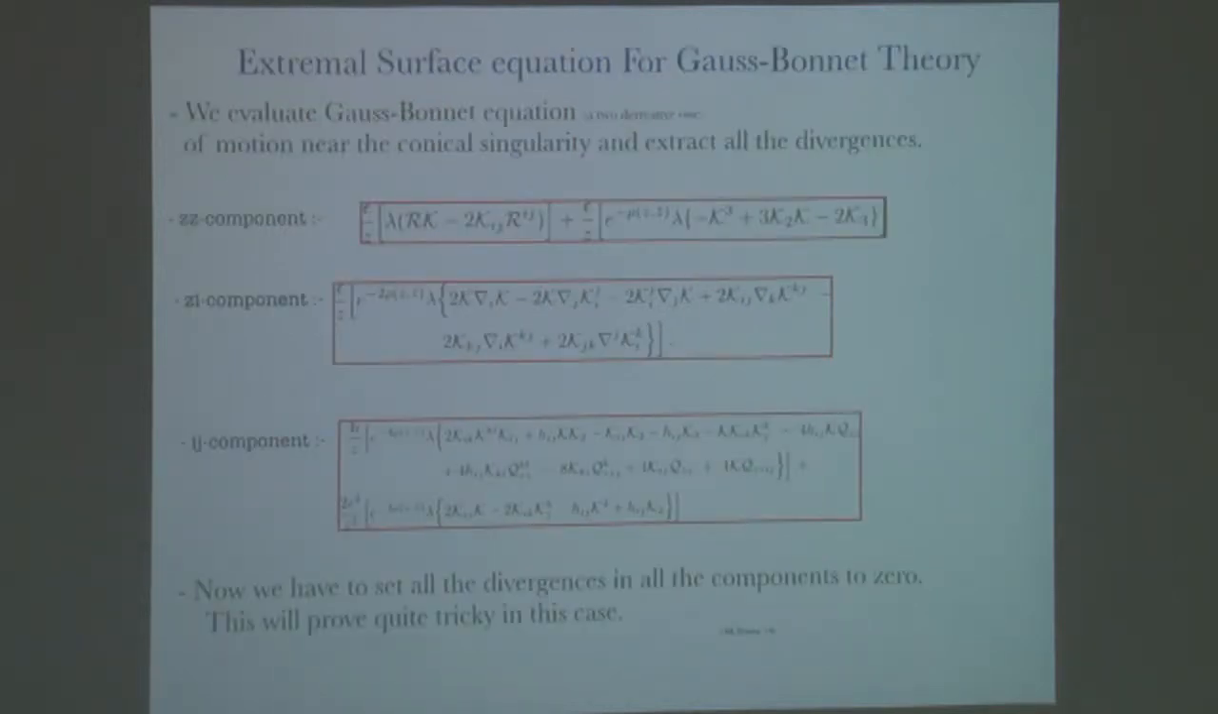So, we evaluate the full Gauss-Bonnet equation of motion, and the Gauss-Bonnet equation has this simplicity that it has a two derivative equation of motion. So, near the conical singularity, we extract all these divergences here. If you go back to the previous slide.